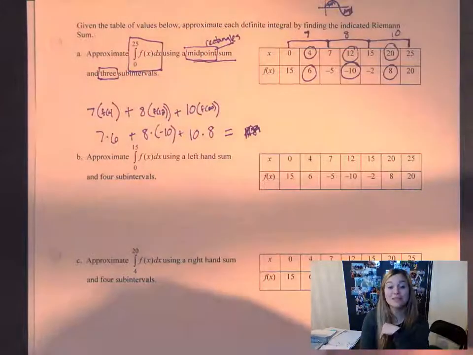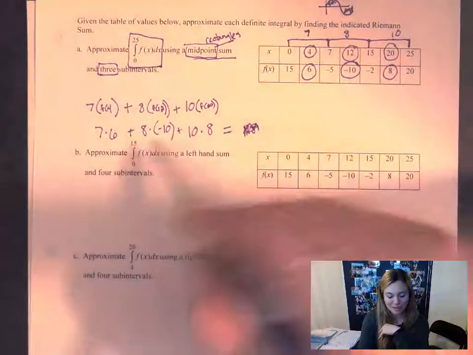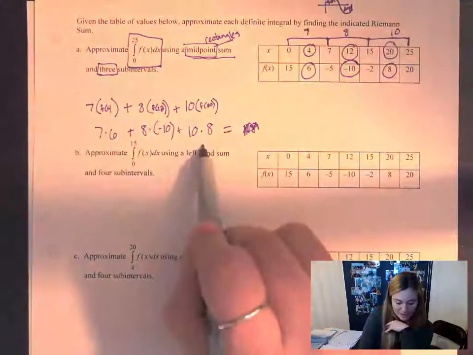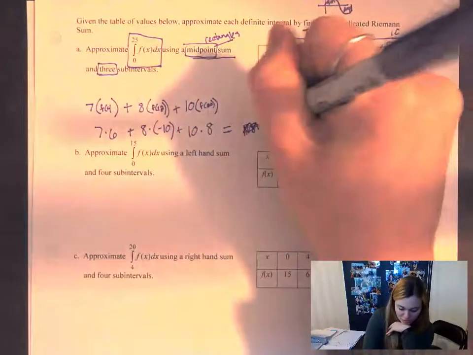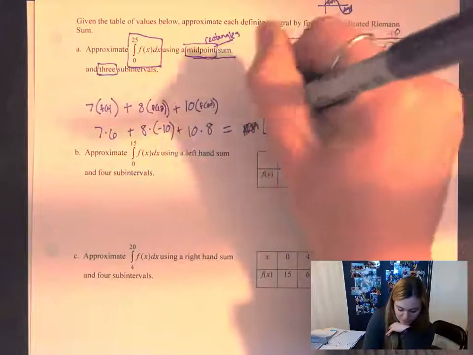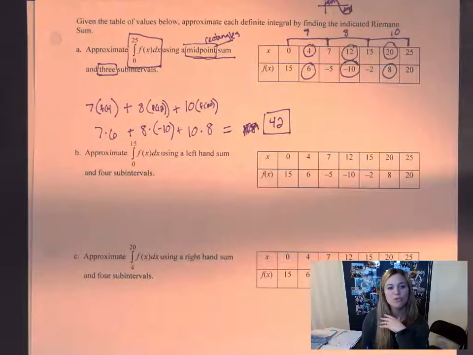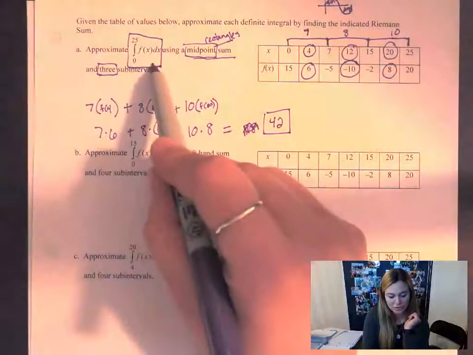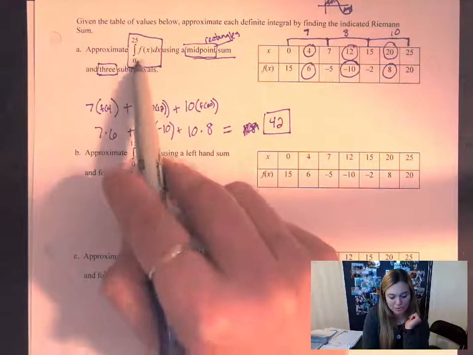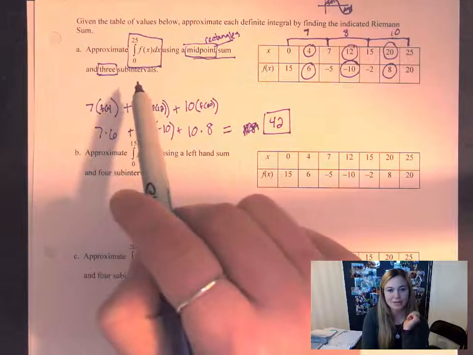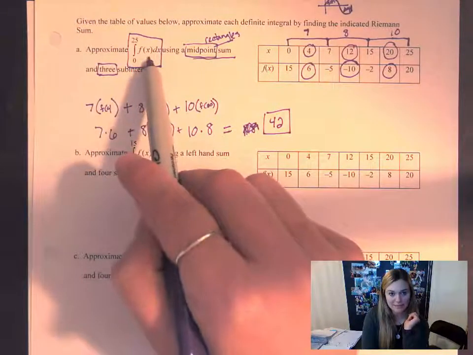Okay, so from this point, easy peasy lemon squeezy, we just need to multiply these things and add. 7 times 6 is 42. Minus 80 plus 80 would still be 42. Whoop, whoop. We just estimated this integral because it's the area under the curve from 0 to 25, or I could say the area between the curve and the x-axis.